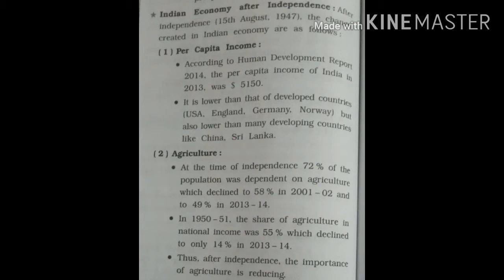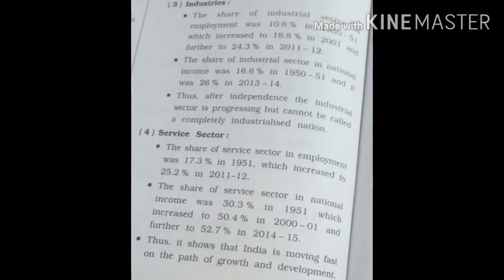Developed nations have lesser percentage employment in agriculture and higher in the industrial and service sectors. Third is industries. Post-independence India developed well in industrial sector. The contribution of industrial sector in employment and national income has increased over time. Contribution in employment, if we say, then in 1950-51, the share of industries in employment was 10.6%. This has increased to 18.2% in 2001 and further 24.3% in 2011-12.